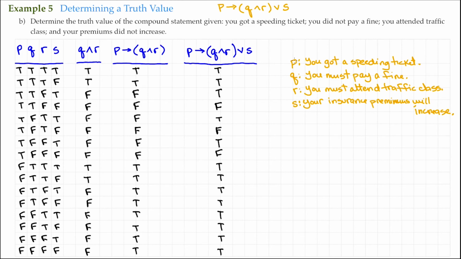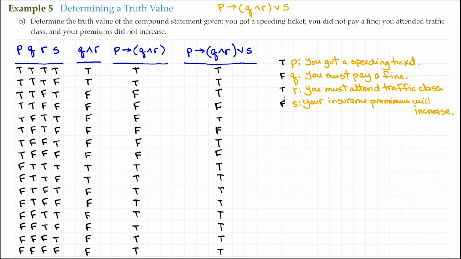So here is our P, Q, R, and S, our simple statements that we wrote out. So what we're looking for: you got a speeding ticket. Well, that's true. You did not pay a fine. Well, here it says you must pay a fine. So this is false. You attended traffic class. You must attend traffic class. That's true. And your premiums did not increase. Your insurance premiums will increase. So this is false.